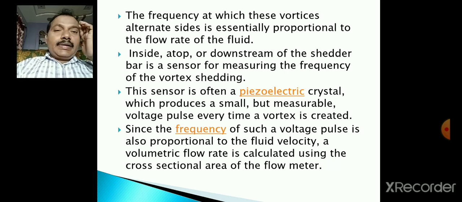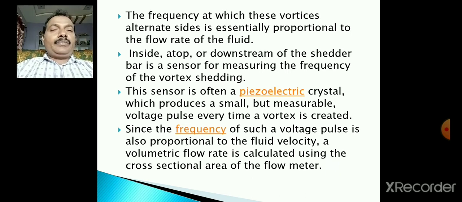And inside, at the top or downstream of the bluff body, is a sensor for measuring the frequency of the vortex shedding. This frequency measuring device, this sensor, is often a piezoelectric crystal which produces a small but measurable voltage pulse every time a vortex is created.